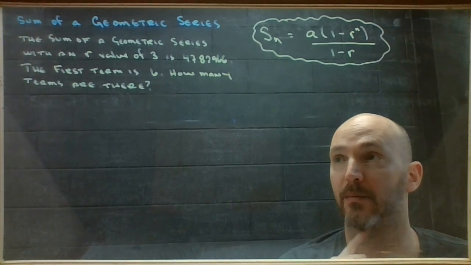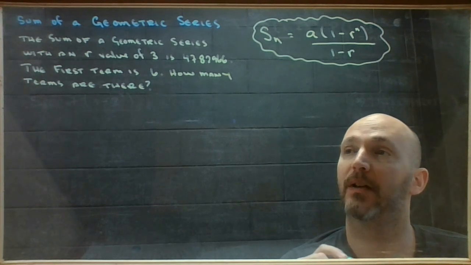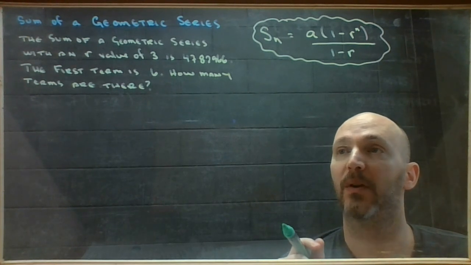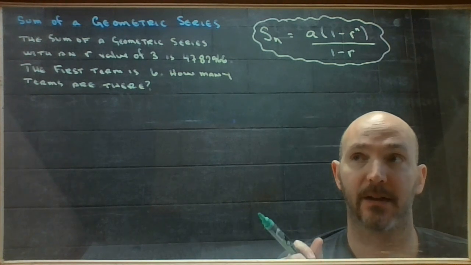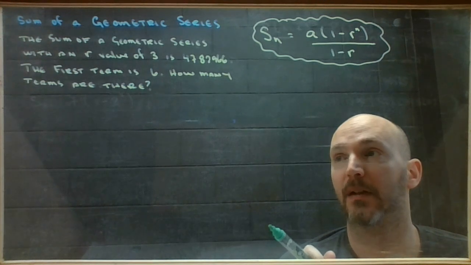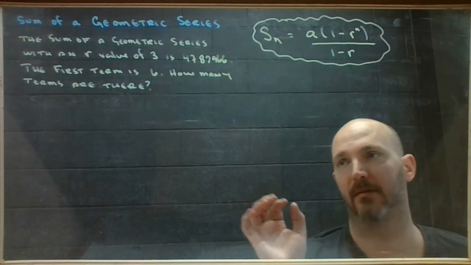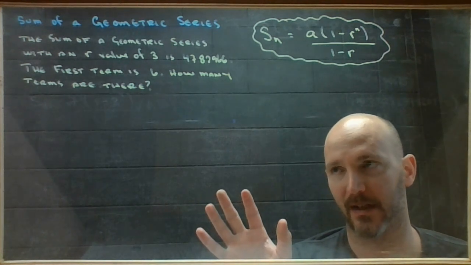Okay, I've got another example here. The sum of a geometric series with an R value of 3 is 4,782,966. First term is 6. How many terms are there? Okay, so that's a bit abstract.